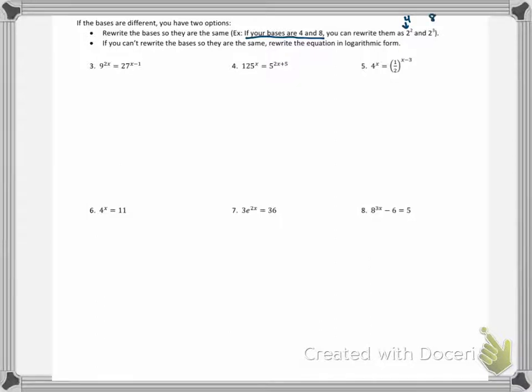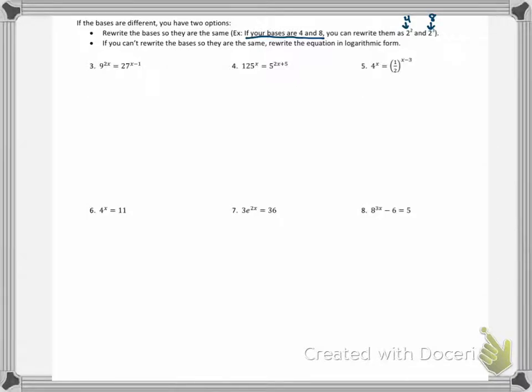I can rewrite 8 as 2 cubed. The reason that's important is that though I now have different exponents and we have to use some basic exponent properties mixed into this, having the same base will allow me to ultimately just equate the exponents, like we did in the first 2 problems. That is an easier way to solve these problems.